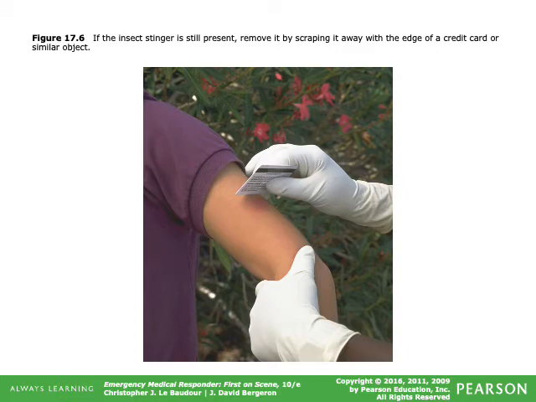Alright, so it's important not to pinch or try to pull out the stingers because there's generally a venom sac attached. If you squeeze it, you can just inject more venom into the individual. The picture shows you how to use a credit card or some other plastic card to just rake the stinger away from the skin.